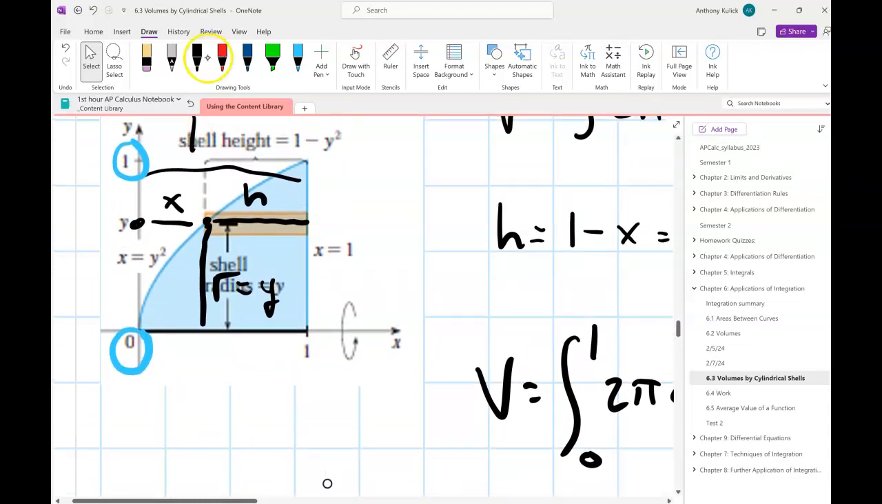So what I said is that this point here is like x comma y, right? Literally that's the x coordinate and that's the y coordinate. Now the y coordinate is representing the radius of the cylinder that I'm building, my shell, I should say. Do you see that now? Yeah. Okay, sure.